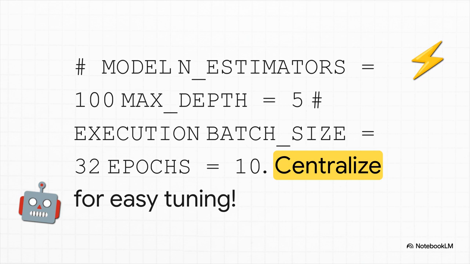Now, by having them all in one place like this, you unlock something amazing. You can stop changing these values by hand. Instead, you can write a simple script that loops through different config files, one for each experiment you want to run. See? This is how you level up from just manually poking at things to systematically optimizing your models.